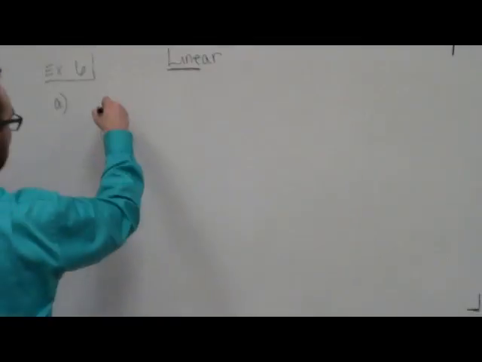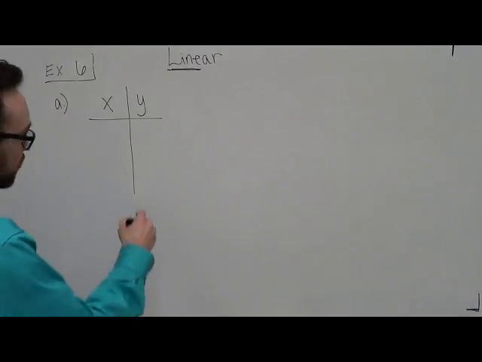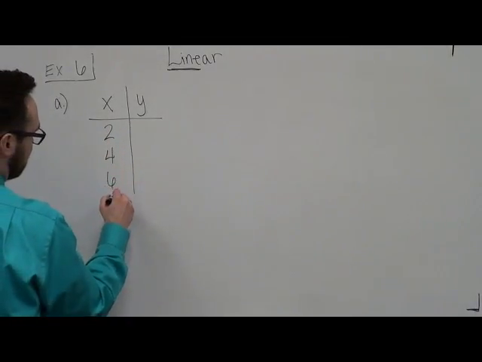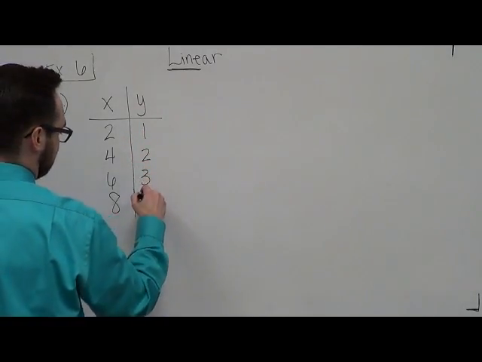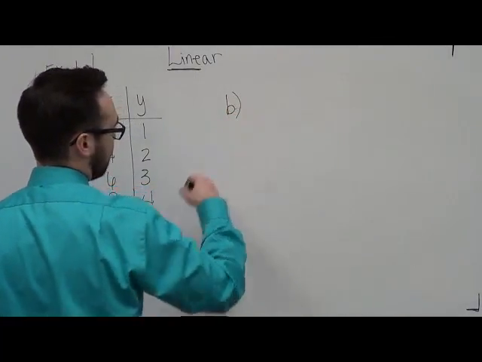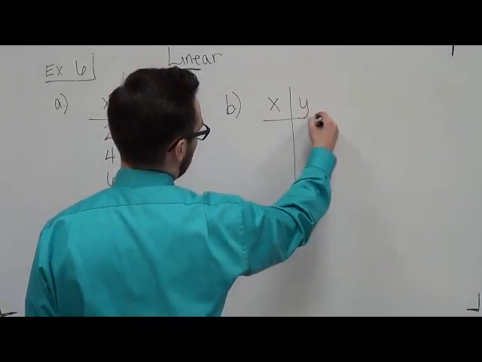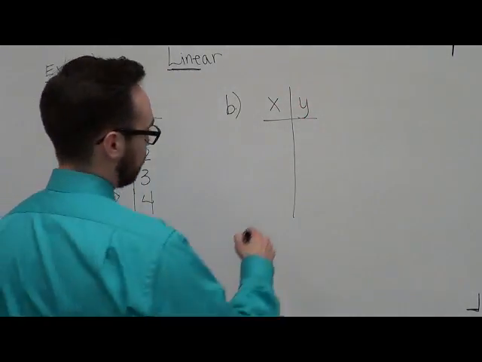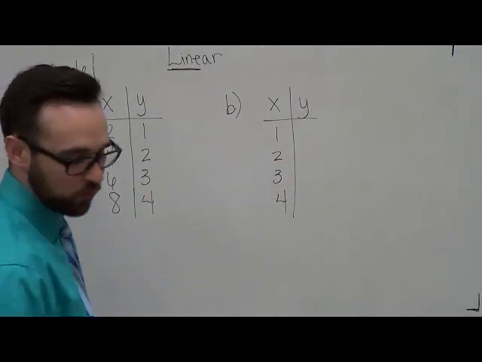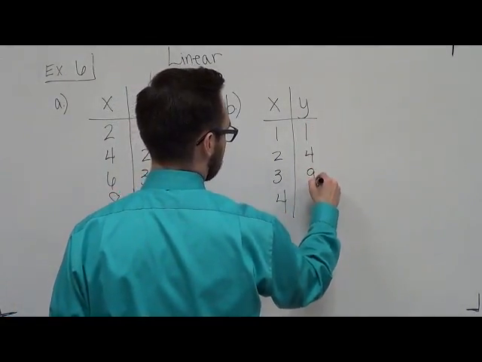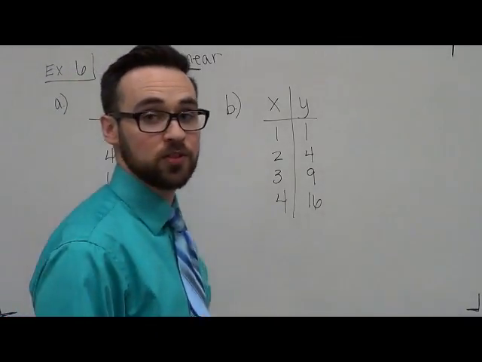So let's say we have an XY table. This is where it takes a little more work to get to the answers. So we have 2, 4, 6, 8 for the x's, and for the y's we have 1, 2, 3, 4. And then let's say for the other one we have an x and a y chart with 1, 2, 3, 4 for the x's. And then we have 1, 4, 9, 16 for the y's. Now we've looked at these with proportional versus non-proportional, right?